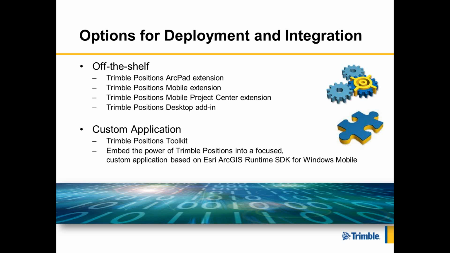So some of your options for deployment and integration: you can use off-the-shelf ArcPad, off-the-shelf ArcGIS Mobile, and the Mobile Project Center and the Trimble Positions desktop add-in. When you go to Trimble's website and decide to make this transition from GPS Correct and GPS Analyst to Trimble Positions, you're going to be able to download the entire Trimble Positions suite of software. It will include the desktop add-in and the Mobile Project Center, and then you have to individually download whichever extension you're using depending on your field software. You can also get a custom application. If you've made your own custom applications in ArcGIS Mobile, then you can use the Trimble Positions toolkit, which allows you to add that same functionality to your custom application.